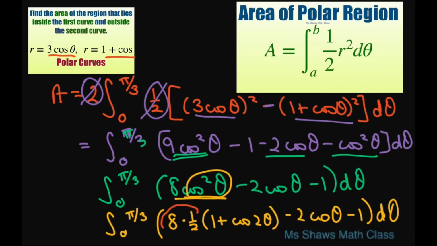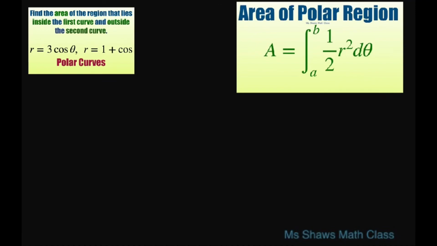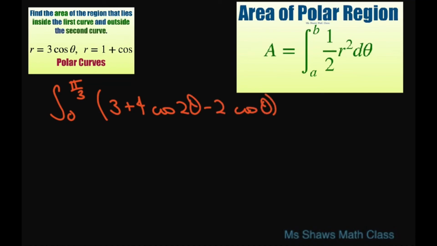This is going to equal 4. So you're going to get 4 plus 4 cosine of 2 theta. So we're going to subtract this, and this is going to give us the integral from 0 to pi divided by 3. So we had 4 minus 1, that's going to be 3, plus 4 cosine of 2 theta minus 2 cosine of theta d theta.